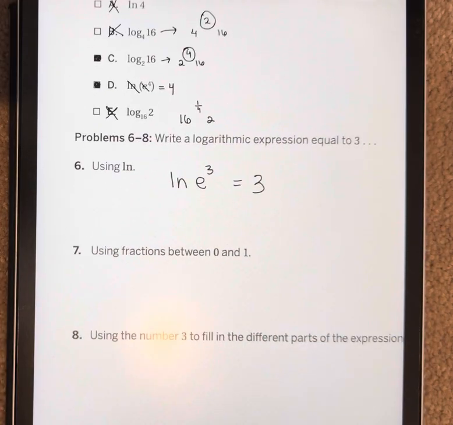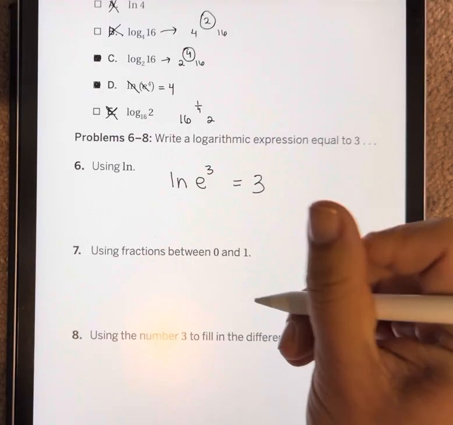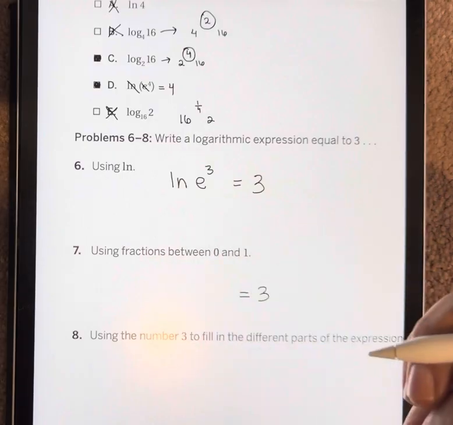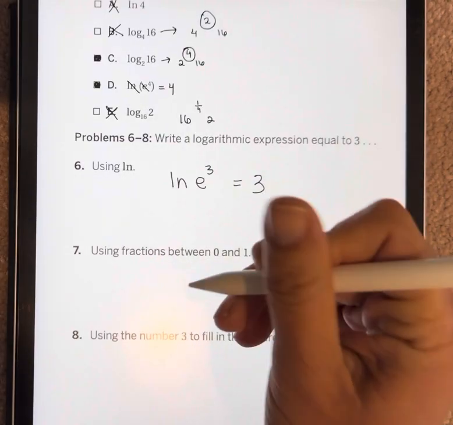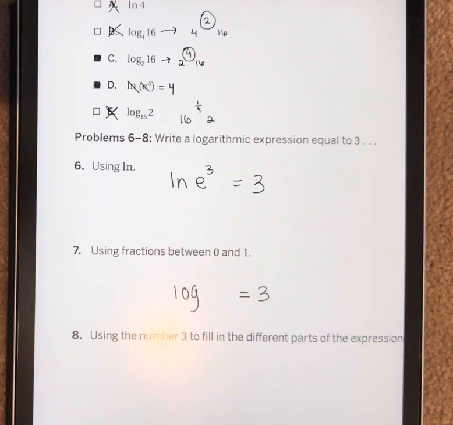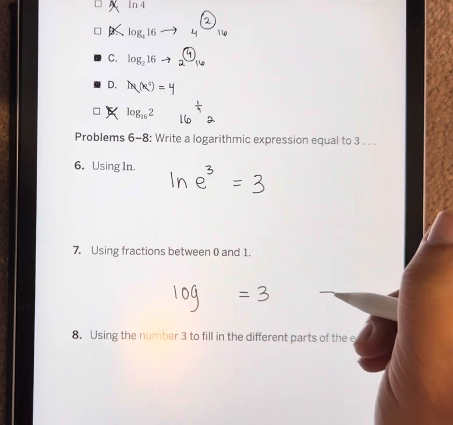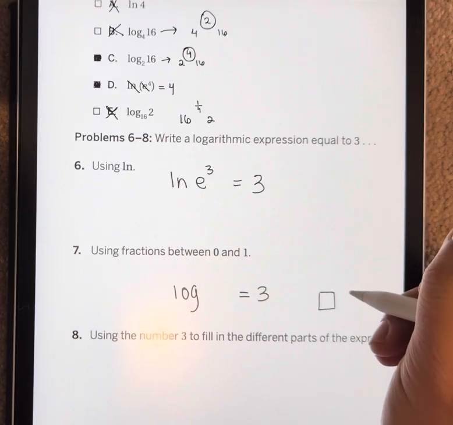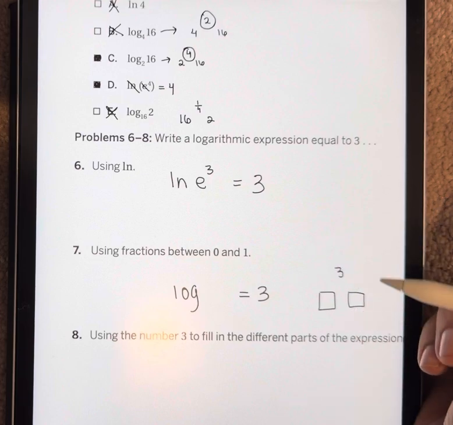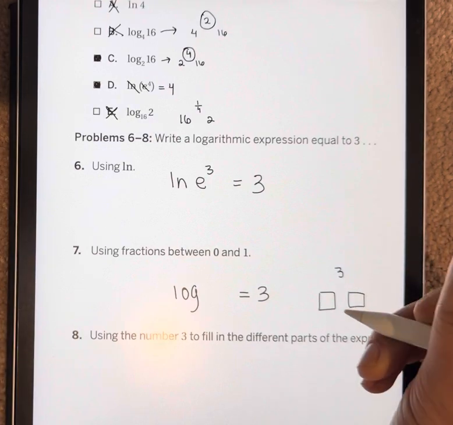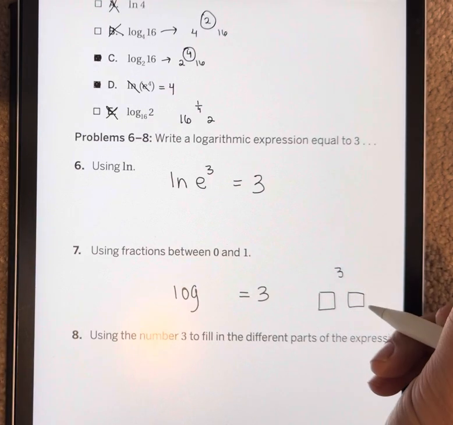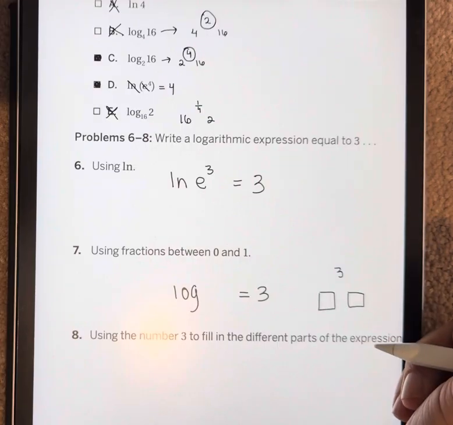Okay, they want me to write a logarithmic expression using fractions between 0 to 1 to equal 3. So it needs to equal 3. This needs to be log right here. They want a log to equal 3. So a log base something of something to be 3. So 3 is our exponent. I want something to the third to equal that. And I want there to be fractions there somewhere.